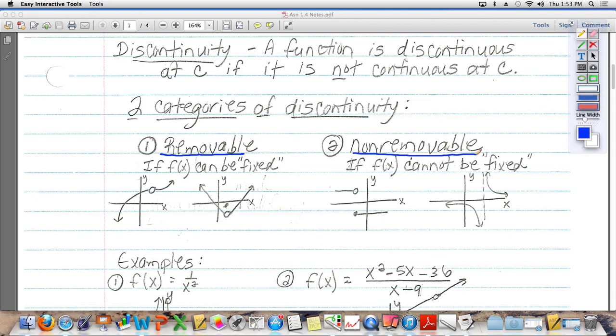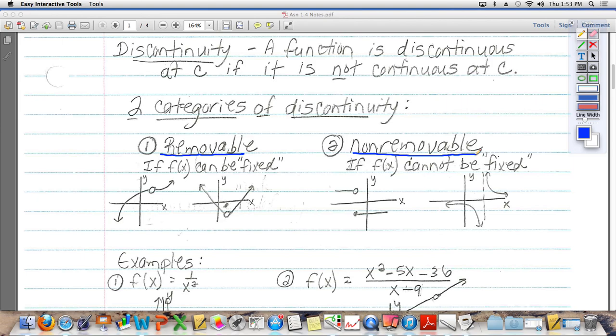Do not make these two things harder than they are. They are removable if you can just fix it really quickly. I know that sounds very generic, but that's exactly what it means. See how this graph right here would almost be continuous?